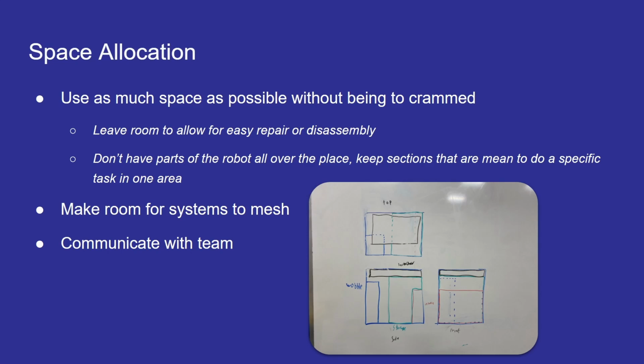Smart space allocation will be modular so that it's easy to remove certain components for modification and for repair. It's just important to plan out what you're going to do on the robot so that you don't collide when you're putting it all together.